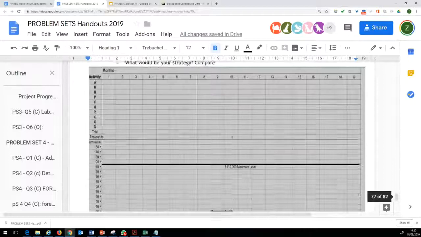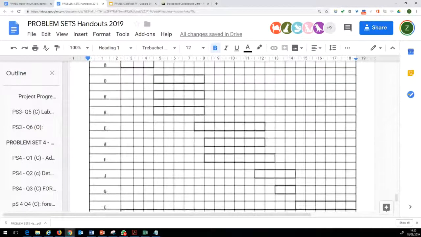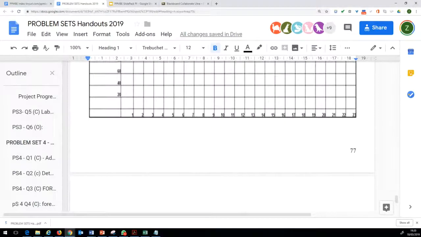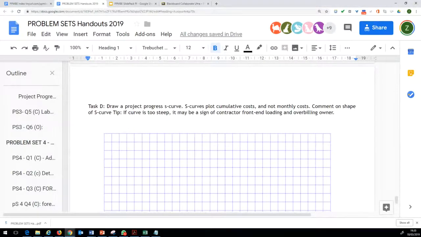Perfect. So we did this, and we are now moving down. You could take a printout. The other thing which we wanted students to explore was to draw a project progress S curve. S curves plot cumulative costs and not the monthly costs. And you have been asked to comment on the shape of the S curve.